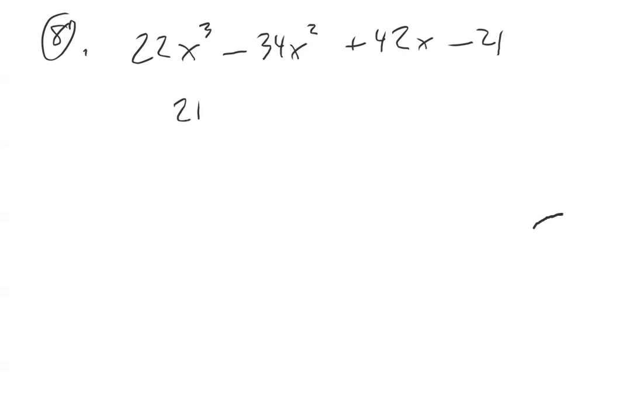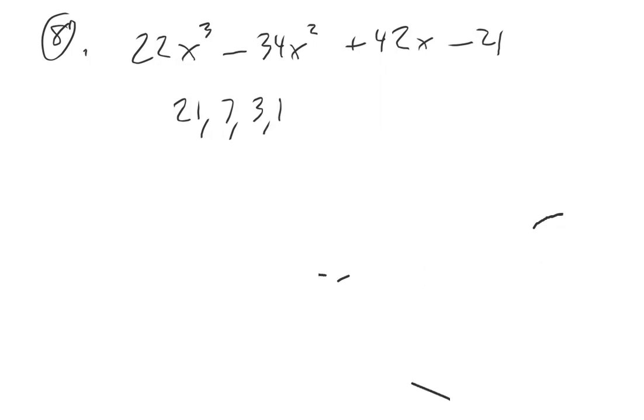So this one says 22x to the third minus 34x squared plus 42x minus 21. Find all possible rational zeros. So the possible rational zeros are equal to factors of the constant 21. The factors of 21 are 21, 7, 3 and 1. Factors of 21.